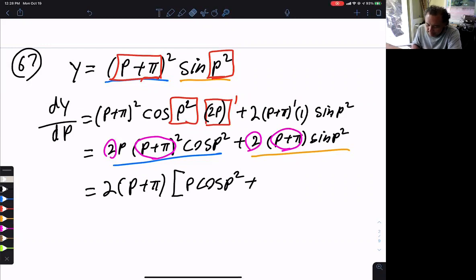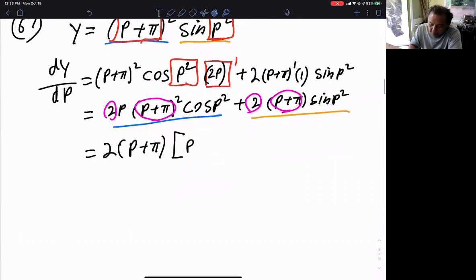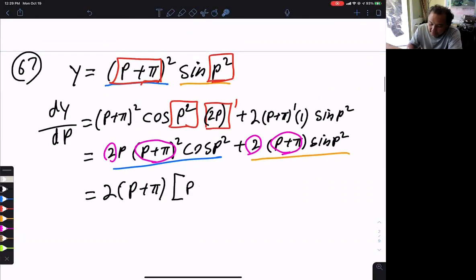How many of the p plus pi's did I take out? I only took one of them out, only one. There are 2 of them. So if I only took one out, there's still one left. P plus pi, and we still have the cosine of p squared. That would have been bad, bad.